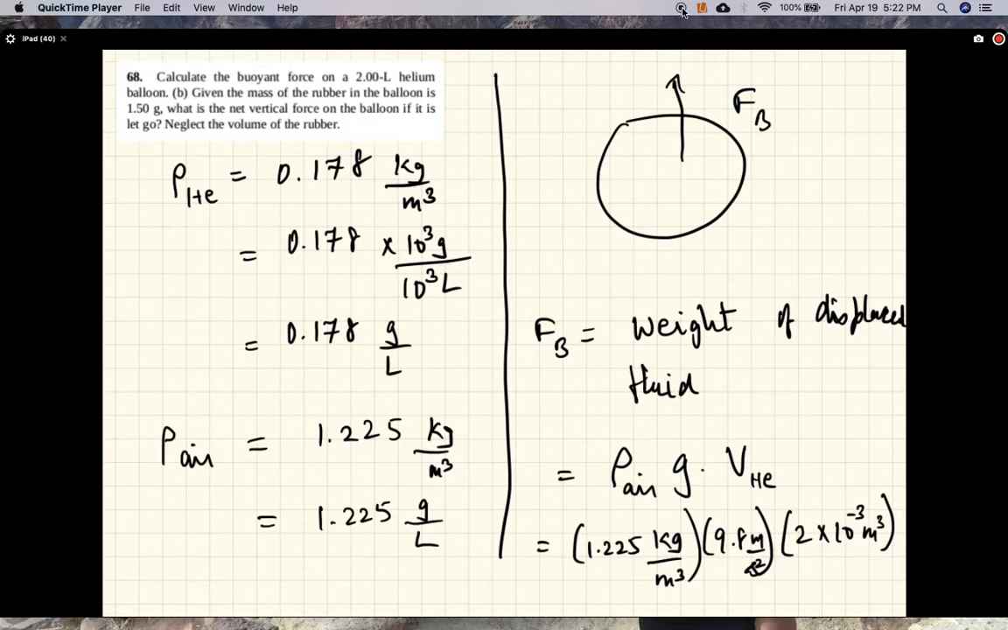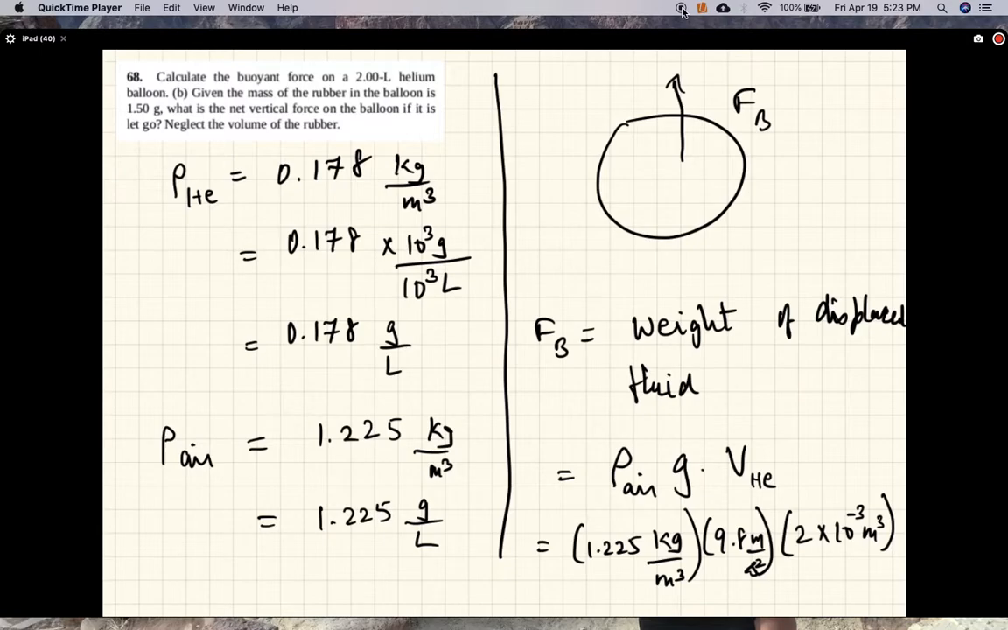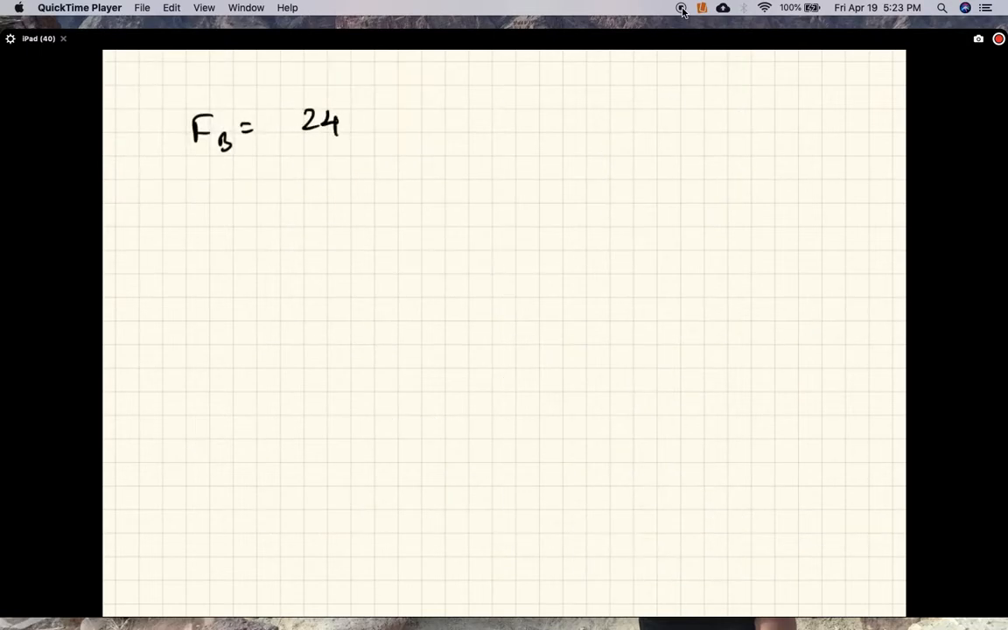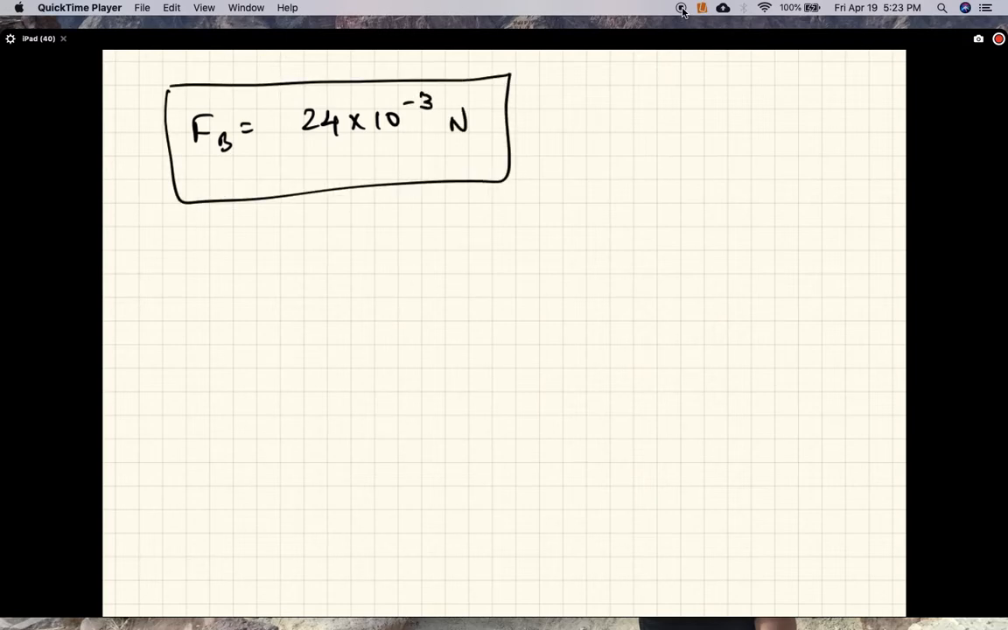So let's add a page. So the buoyant force works out to 24 millinewton. So that's the upward force.